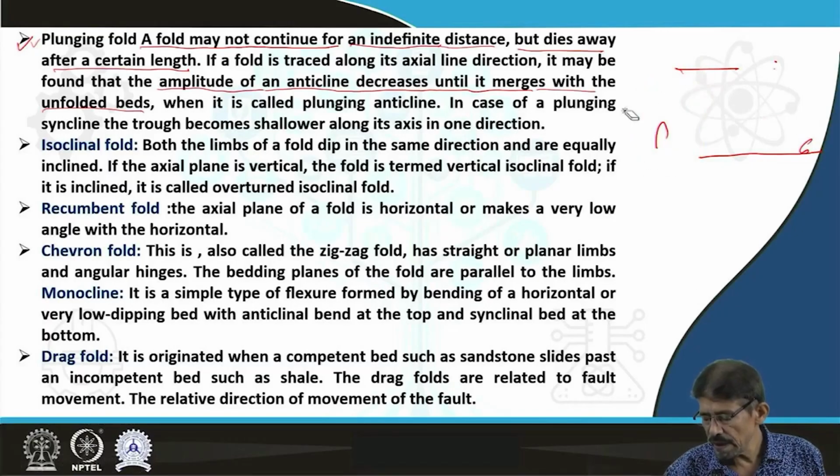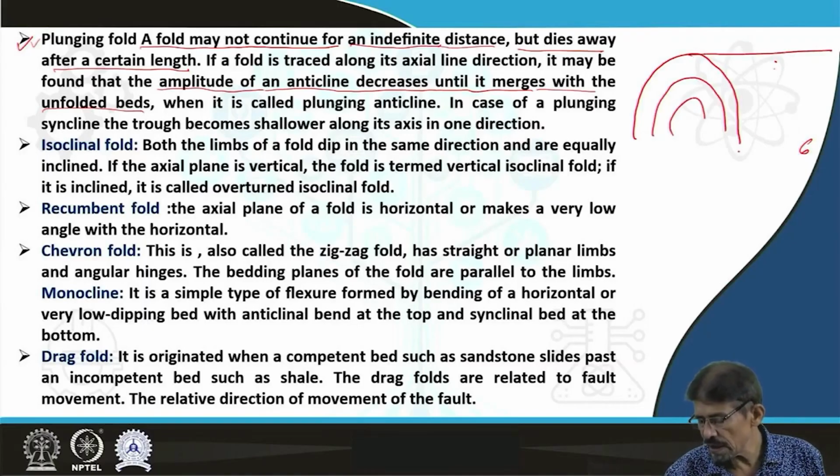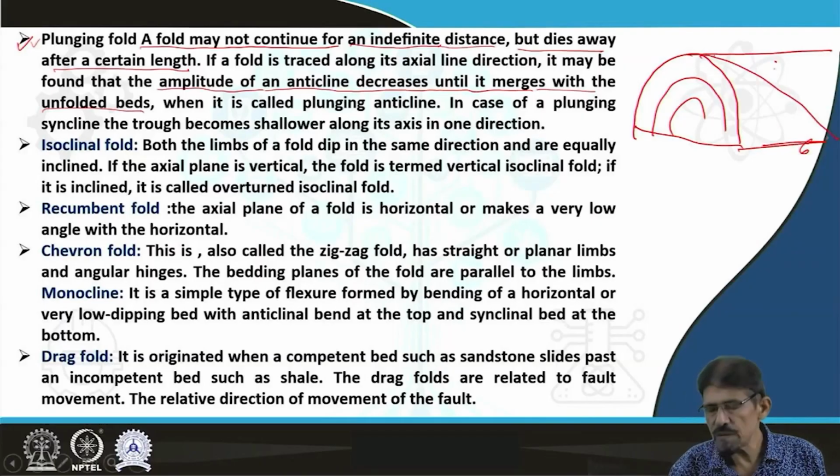If the cross section of the fold is of cylindrical nature and the axis is horizontal, we recognize this type of fold as a cylindrical fold. If this line moves downward, it becomes a plunging fold.